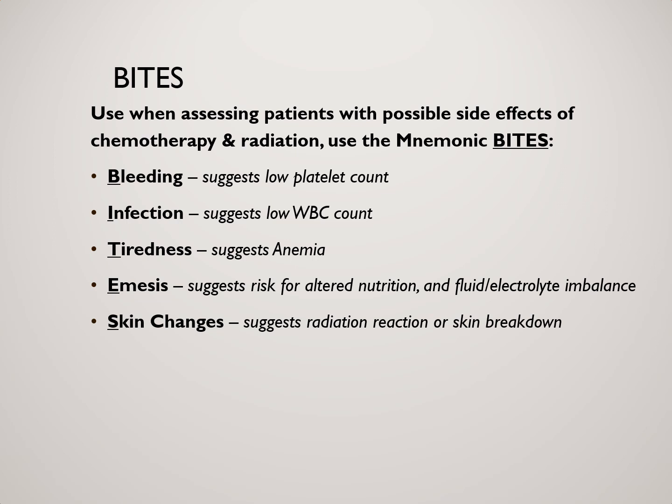E for emesis, due to the chemo or radiation attacking that GI tract. Risk for altered nutrition, fluid electrolyte imbalance. There's a lot of nausea and vomiting involved. S for skin changes, suggesting radiation reaction like desquamation or skin breakdown because the chemo and the radiation also attack the skin.